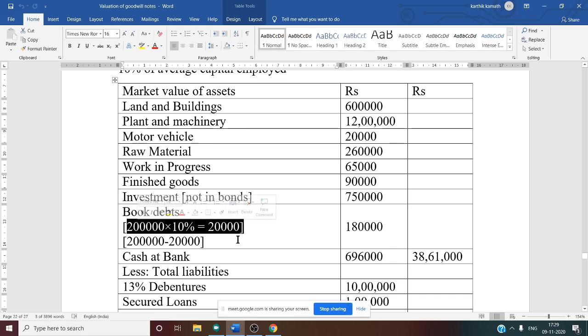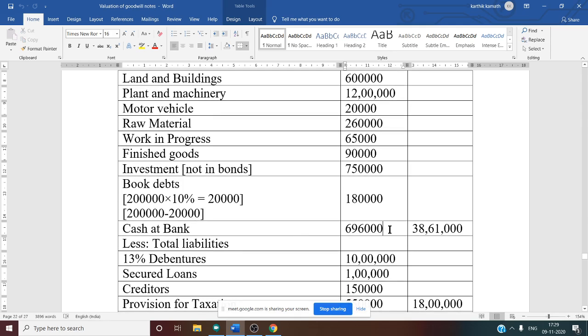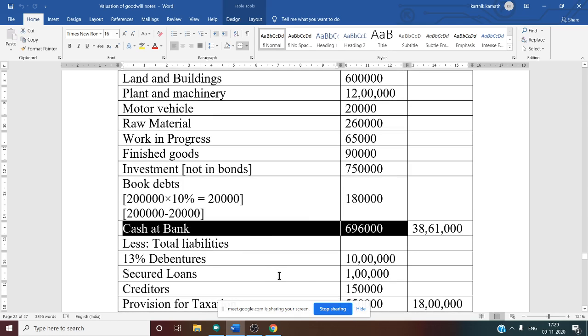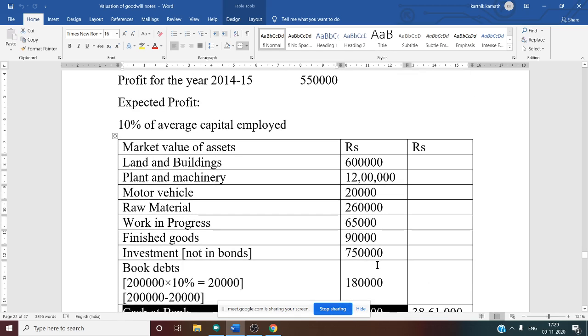Now we want the final amount. How to get the final amount? 2 lakh minus 20,000 bad debt. You will get the final amount of book debt as 1 lakh 80,000. Then there is cash at bank, which is as it is given on the asset side. So 6 lakh 96,000.